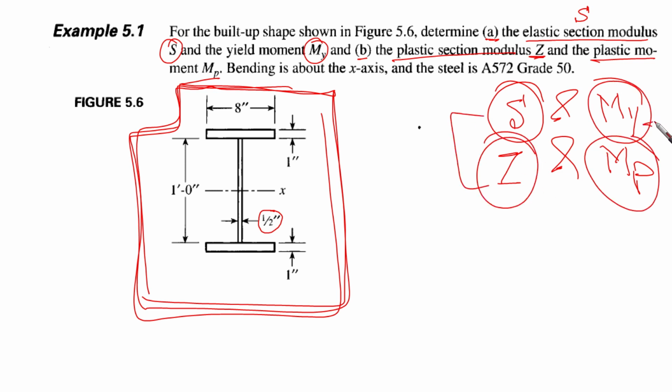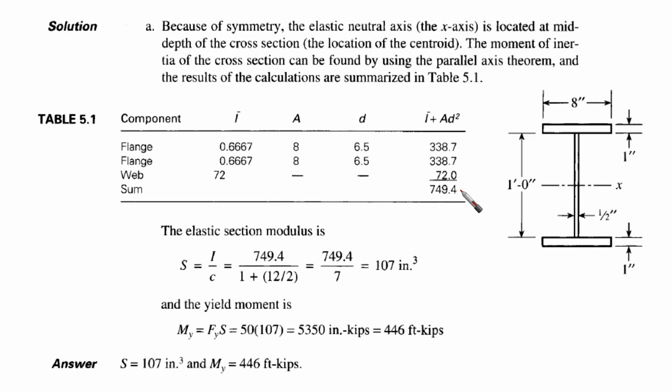And we are going to compare these results against one another at the end to understand how much we're going to benefit from the meaning of plastic section and plastic moment. Okay, first of all, because of symmetry, our section is symmetric, right? So the elastic neutral axis, the x-axis, is located at mid-depth of the cross section, which is the location of the centroid.